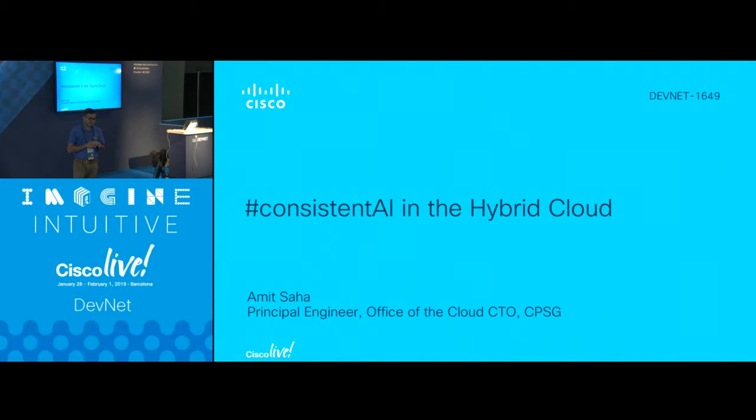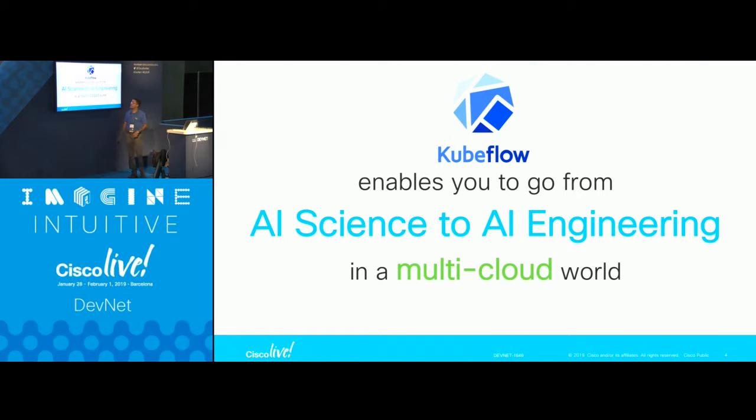Anyway, so in this talk we are going to talk about how to make things simpler so that we can move easily. This talk is all about presenting something that Cisco is doing in the open source community so that we can move seamlessly from AI science to AI engineering.